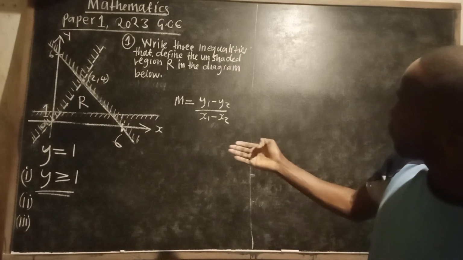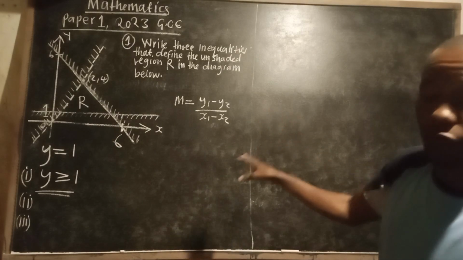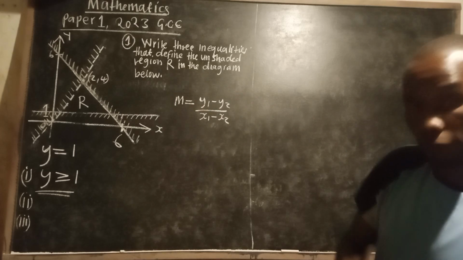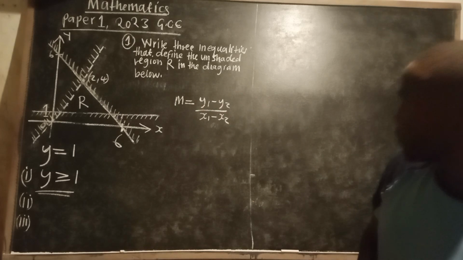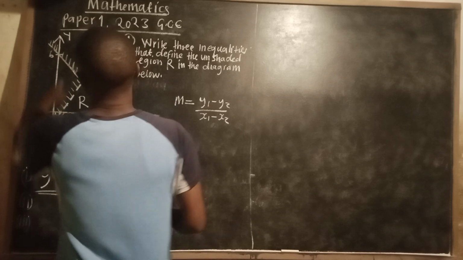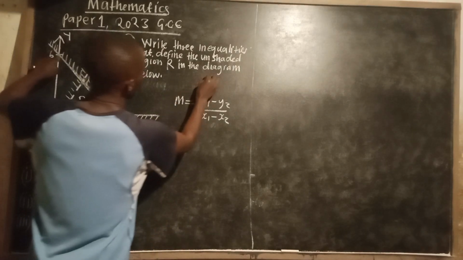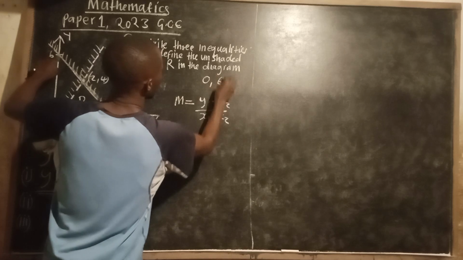Now, for us to apply that, to substitute where there is y1, y2, we should first correct the coordinates. In fact, correcting the coordinates should be the first step. Then you introduce the formula. So what is this point? X here is what? 0. So 0, 6.